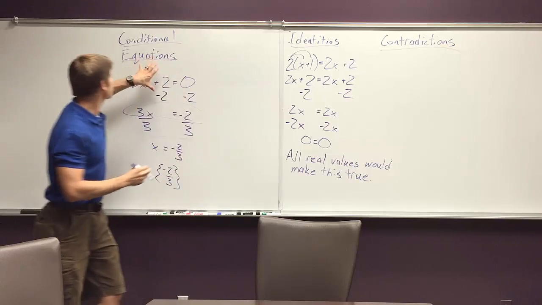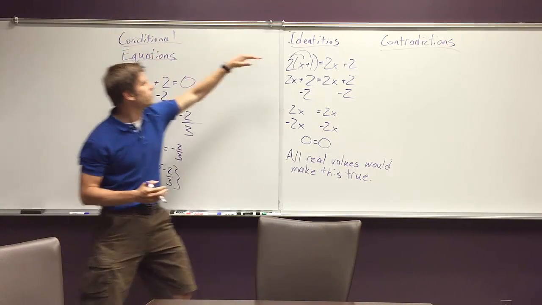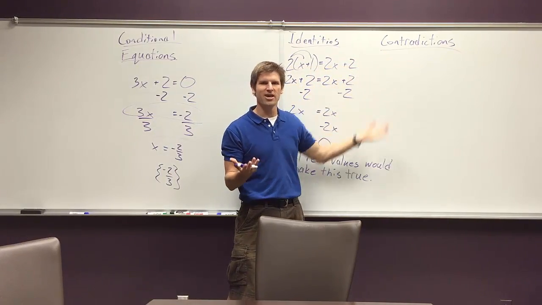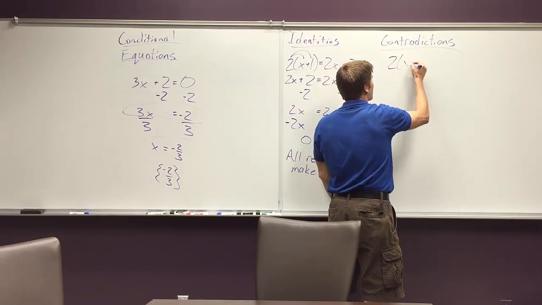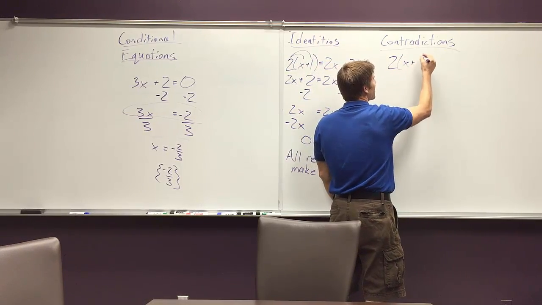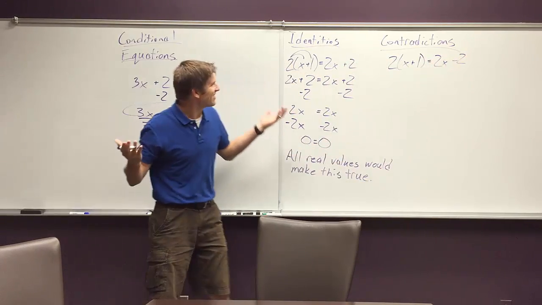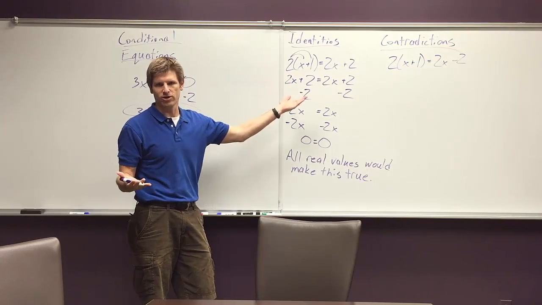So essentially you have something that's true some of the time, that's why it's called conditional. This is true all of the time. Well, you can imagine what a contradiction is. That's true none of the time. So let's imagine that we had 2 times x plus 1 equals 2x minus 2. Well, that looks like a great equation. Only problem is there's no value of x that is ever going to make that true.